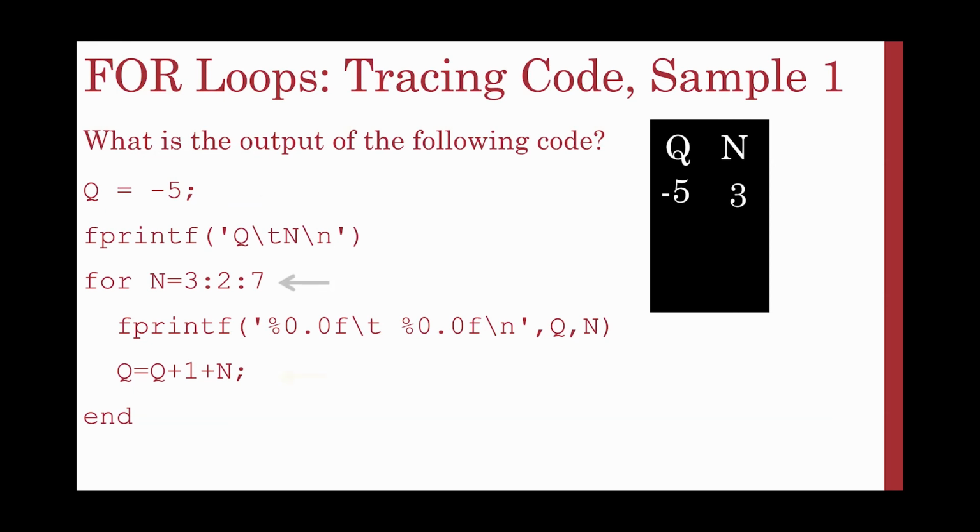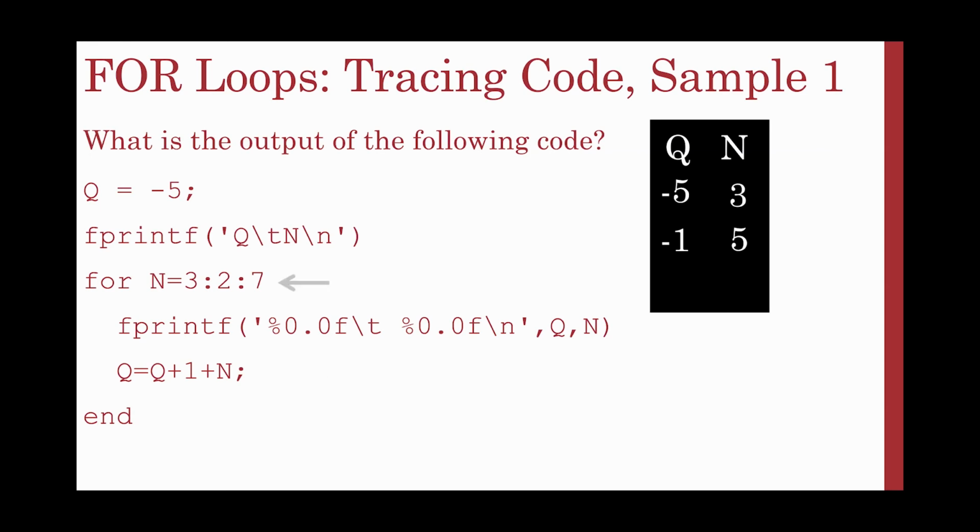So then I'm going to go back to the beginning of my loop, and now n is equal to 5. So I'm going to print my new values, which are -1 and 5. I'm then going to add 1 to q plus n again. So I'm going to add 5. I'm going to add 6 to my value of q.